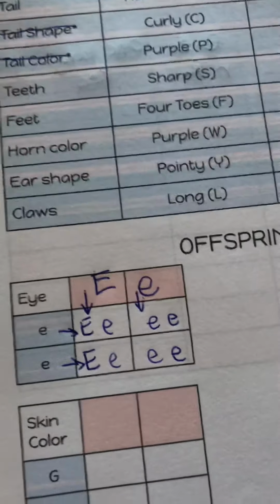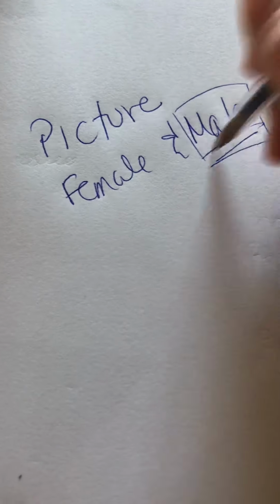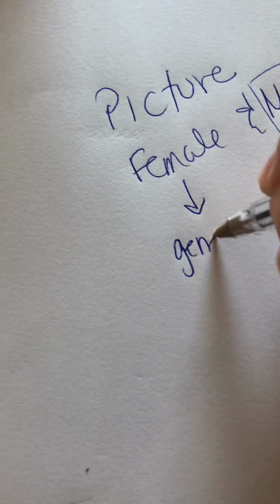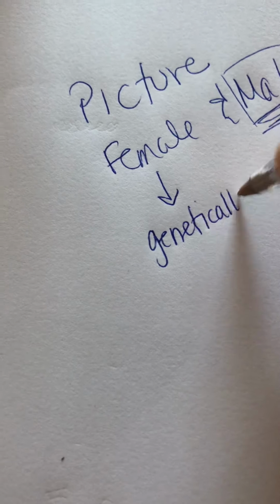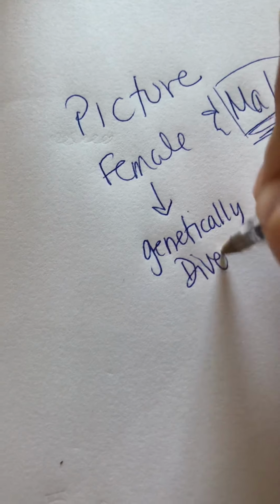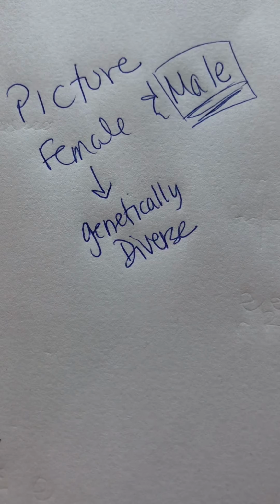Okay, do your best. And then the last thing I'm going to ask you to do is to draw a picture of your female and your male. So all of us, again, should have pretty similar males. They should all match, but it's your female that's going to be genetically diverse. Because why? We flipped a coin. Okay, I hope that makes sense.